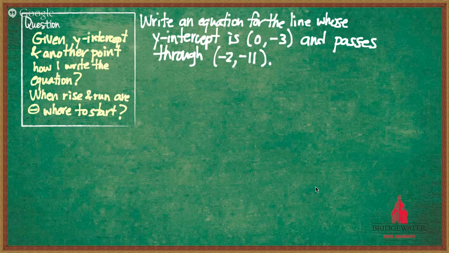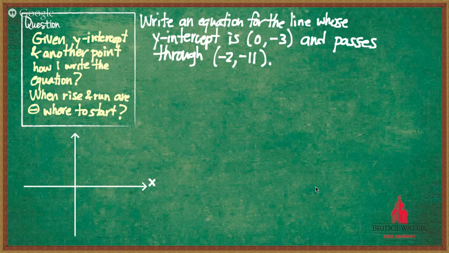So this is an example of a question that's similar to the one that she's asking about here. We're given the y-intercept of a line, and we're given another point on this line, and we're asked to write an equation for the line that contains that y-intercept and that other point. Let's quickly just draw a sketch of what this line might look like, just so that we have a little consistency check on ourselves as we go forward with its solution.